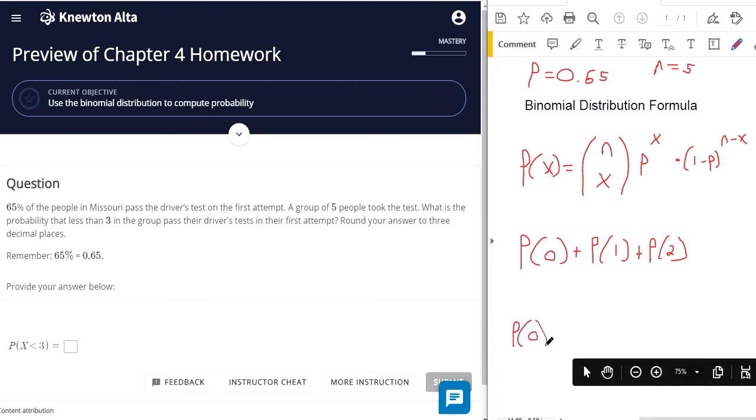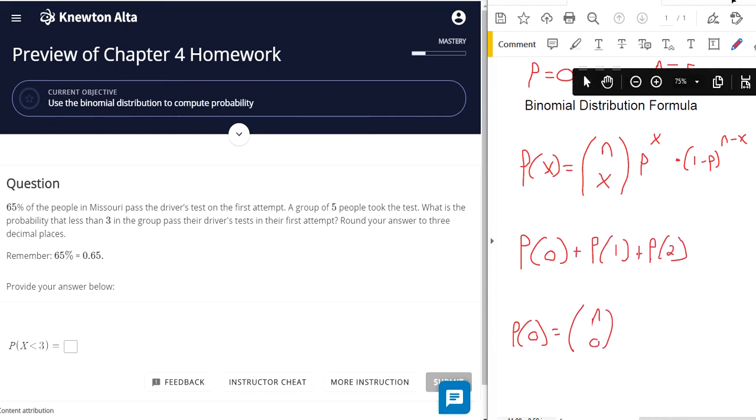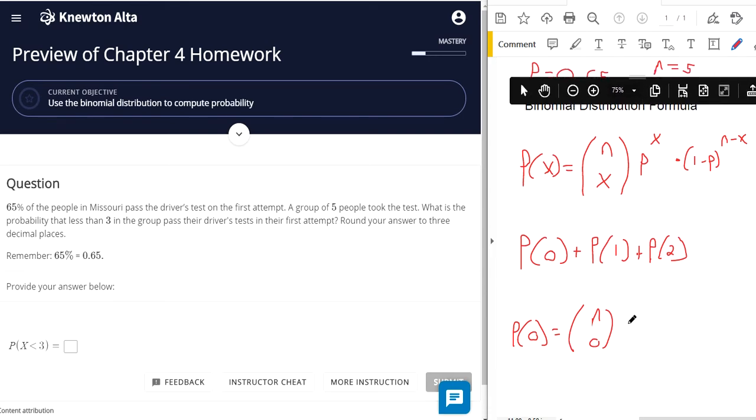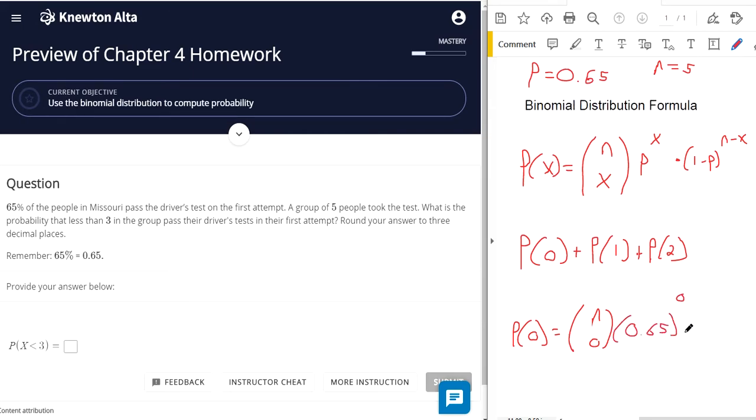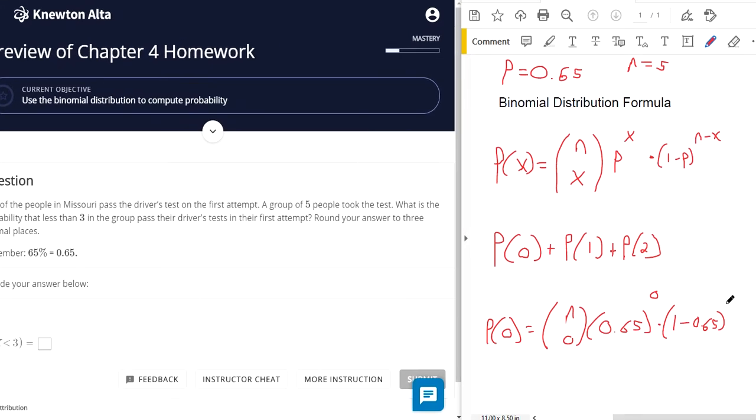The probability that 0 people pass means n choose 0. And then we're going to plug in our probability of 0.65. That's the chances of passing. 0 people are going to do that. We multiply it by the complement, 1 minus 0.65, to the n minus x power. So n in this case is 5. There's 5 people we're picking from. So this is what we got to compute.